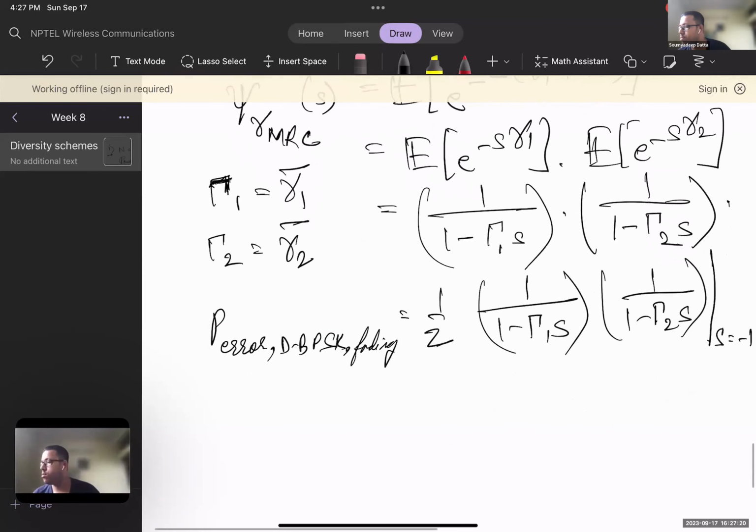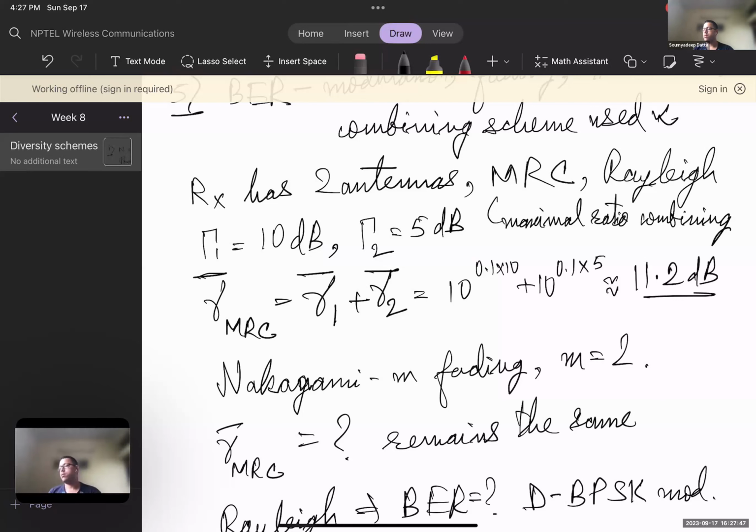And capital gamma 1, capital gamma 2, we know it is, if I change notation here, this will be capital gamma 1, this will be capital gamma 2. This is the average SNR that we are receiving. So you can also write this as this thing. So average SNR 10 dB, 5 dB, you can just put it here.